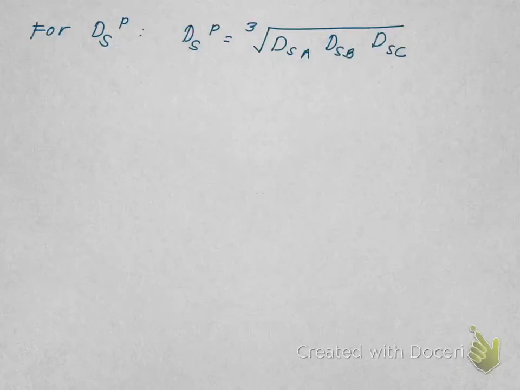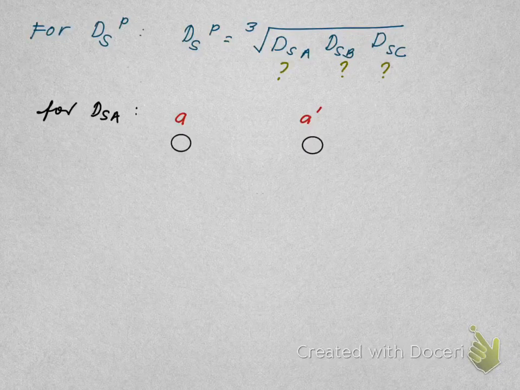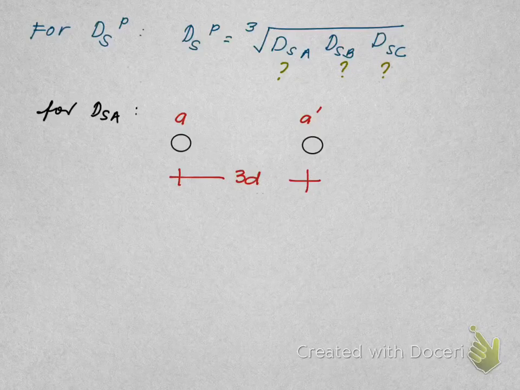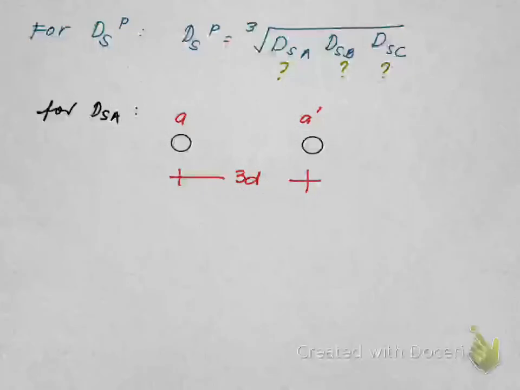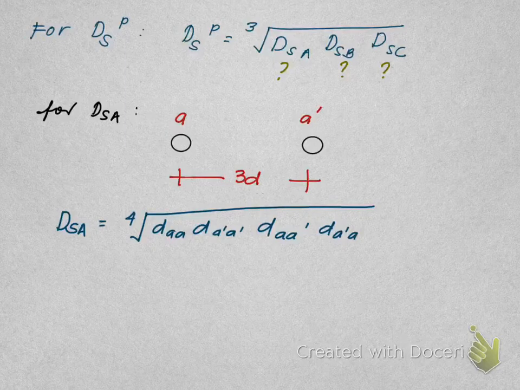For DSP, it's simply cube root of the phases, the self distances, DSA, DSB, DSC. What are they? We get DSA first. So considering only the A and A prime conductors, so we get the self GMDs of these A and A prime conductors. So given 3D as their distance, So DSA is fourth root of A self, A to A prime, and A prime to A.